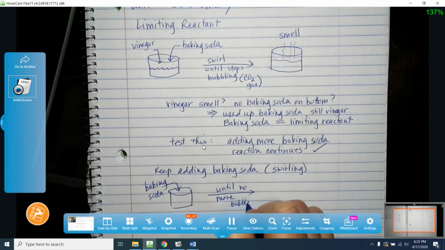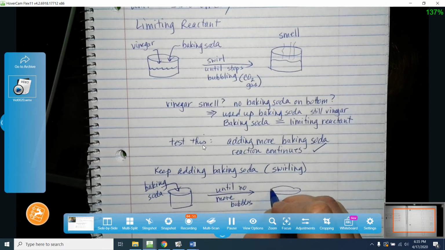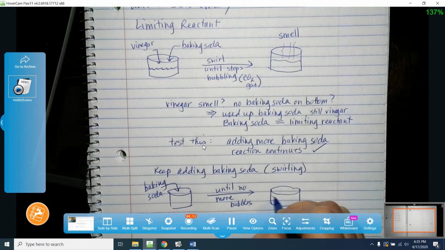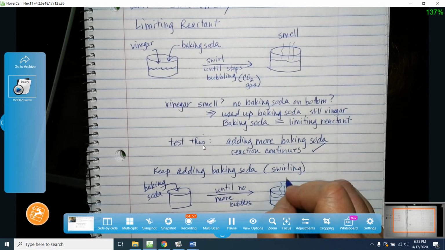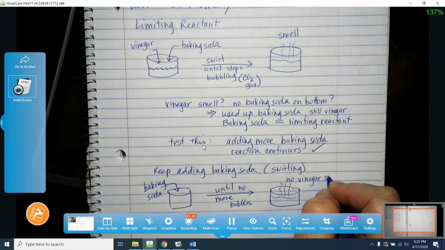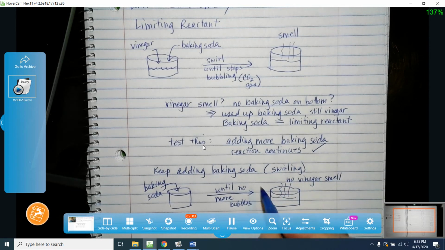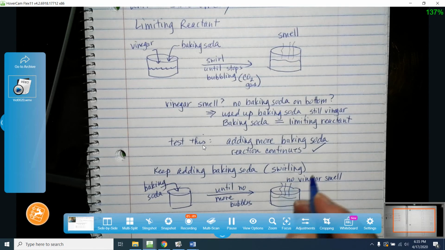Keep adding. So what do you think is going to happen? You're going to run out of vinegar, right? So you should see that there's no vinegar smell. And you keep adding baking soda, eventually there's not going to be any more bubbles, you're not going to make any more CO2 gas, you're going to end up having some baking soda on the bottom that doesn't react.